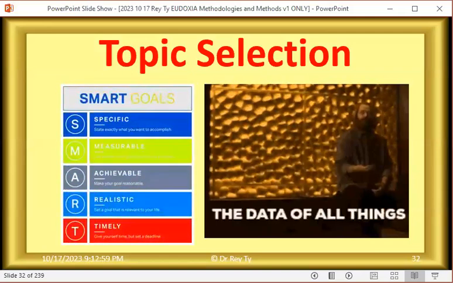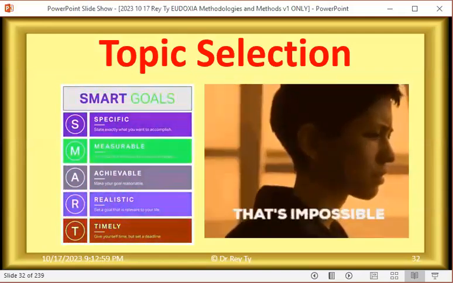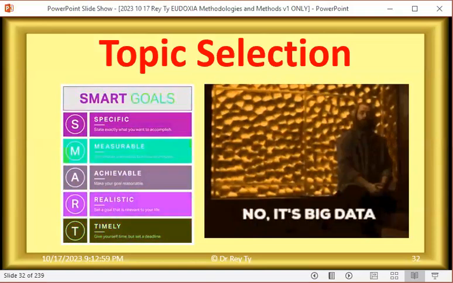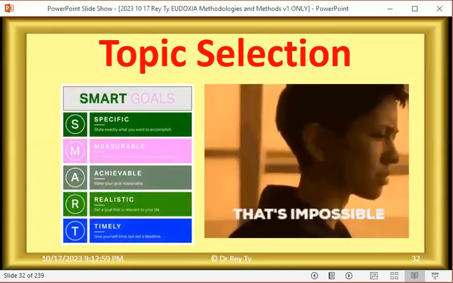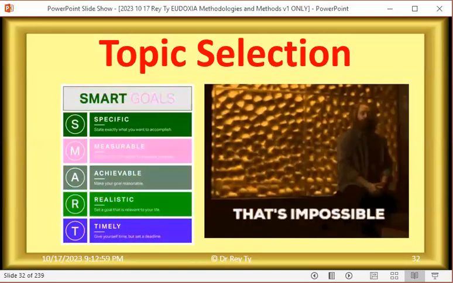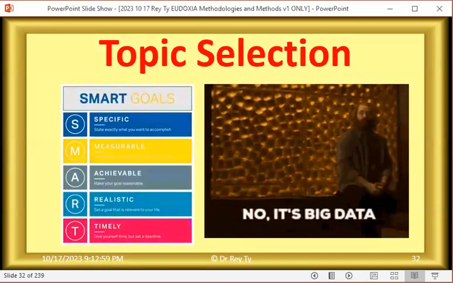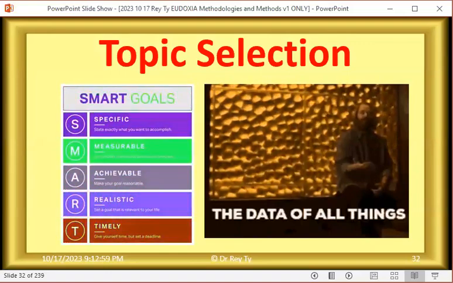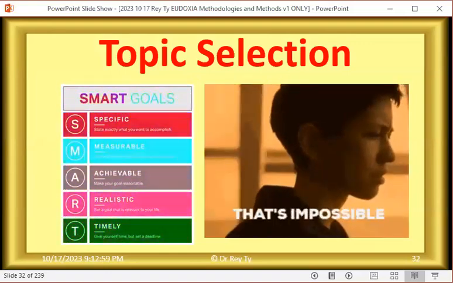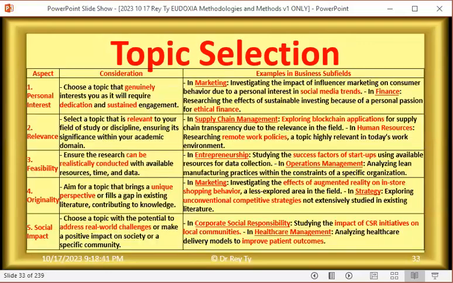And right now, one major topic is the blockchain, the cryptocurrency. So that's another big topic. The Bitcoin, for people who are investing. So these are some issues which are timely. So you have to consider your research to be specific, measurable, achievable, realistic, and timely.